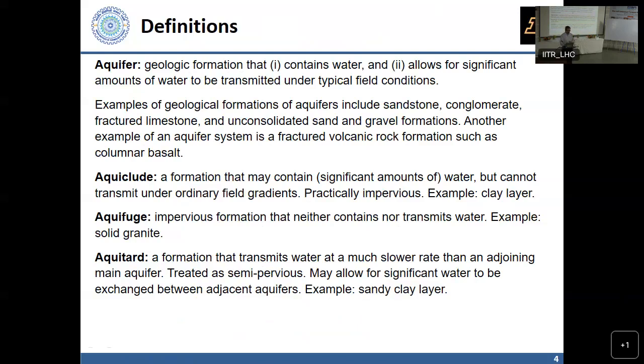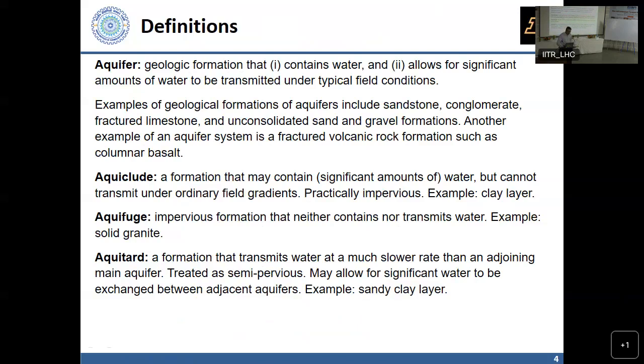Fractured rock is also subsurface media, can move quite a bit of water, but we will not be talking much about fractured rocks because the theory or the principles by which water moves through fractures is different from moving through porous media, and our focus will be on porous media.